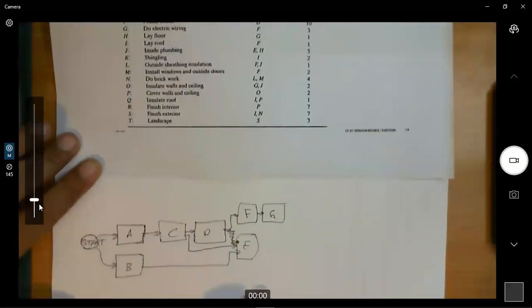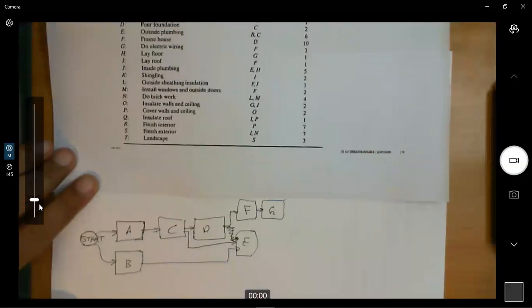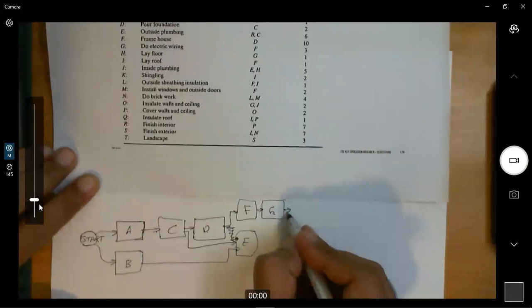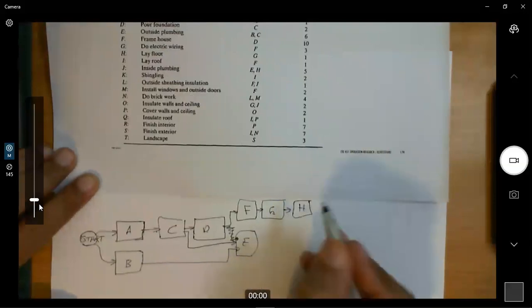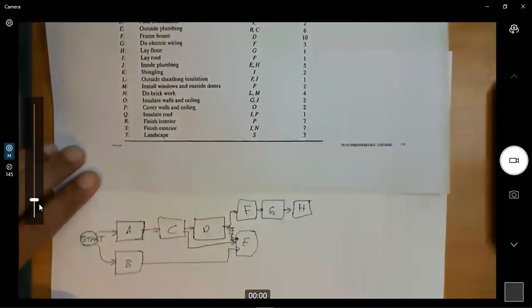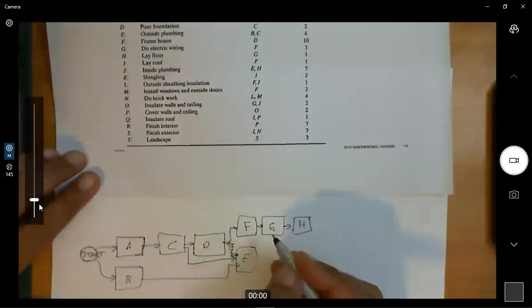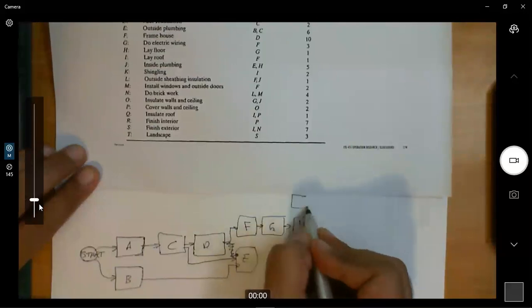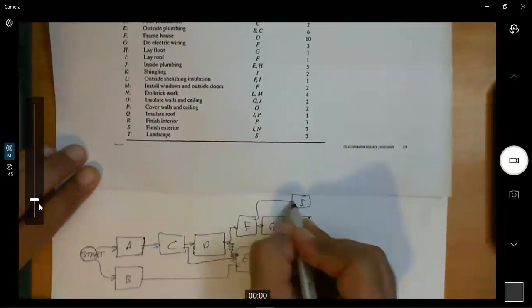Okay, then we have G. The predecessor for G is F. Then lay floor, the predecessor is G. So this one is H. Then lay roof, the predecessor is F. Lay roof, that's I.